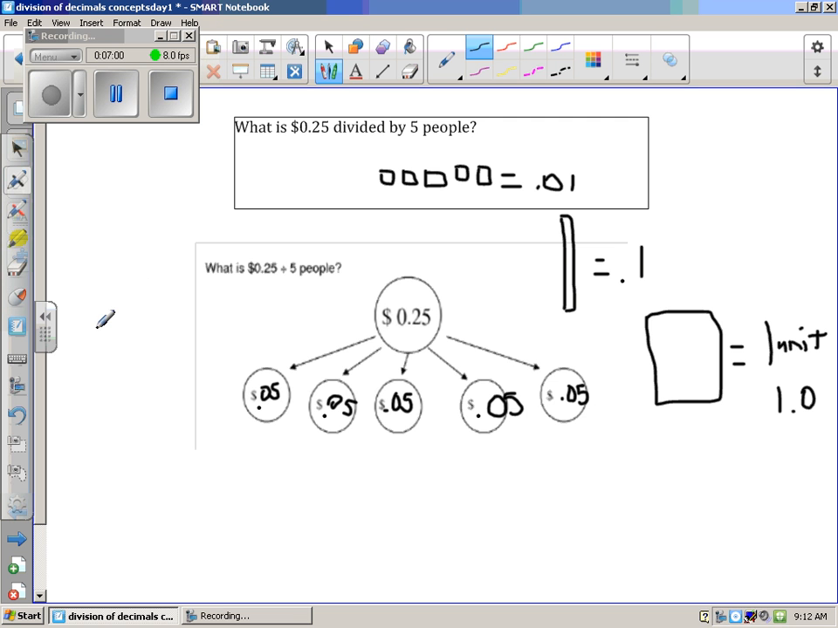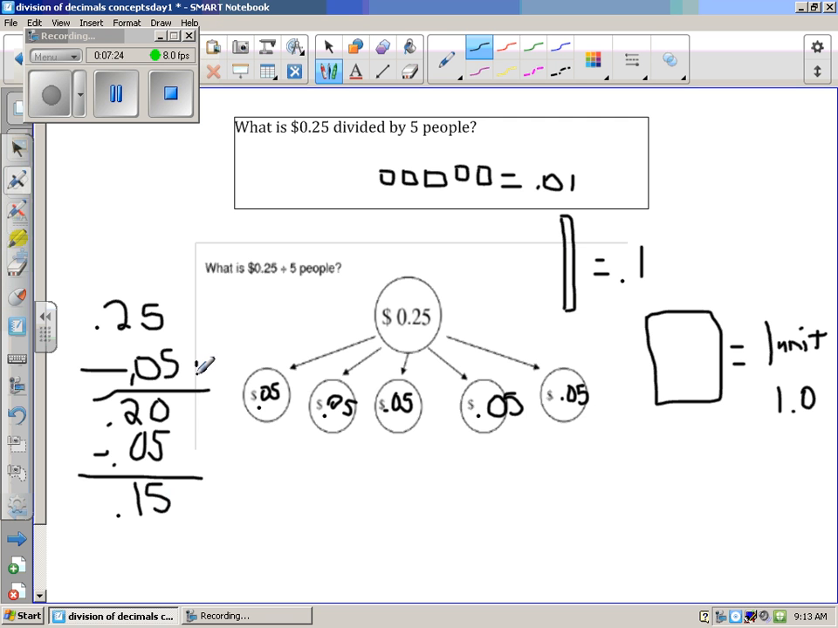And then when we talk about repeated subtraction with this, just to check our work, we started with 25 hundredths. We took away 0.05, wind up with 0.20, took away another 0.05. That's where the repeated subtraction comes into play. And we keep doing that until we've gone through 1, 2, another person, this is the third person, and so on.